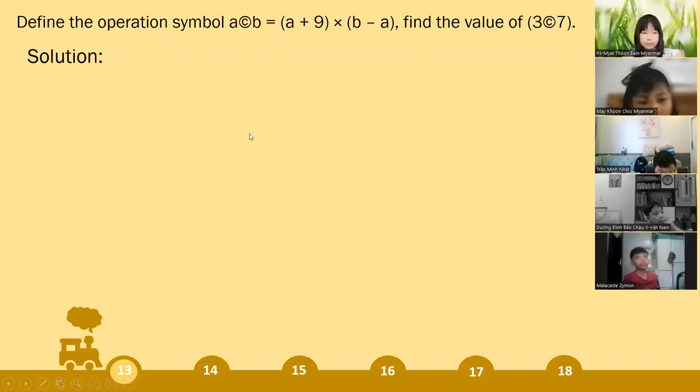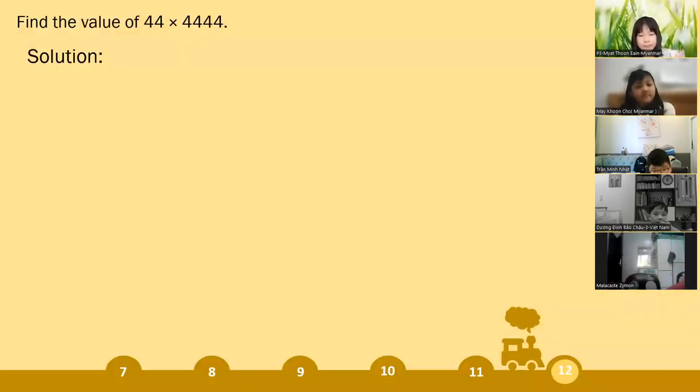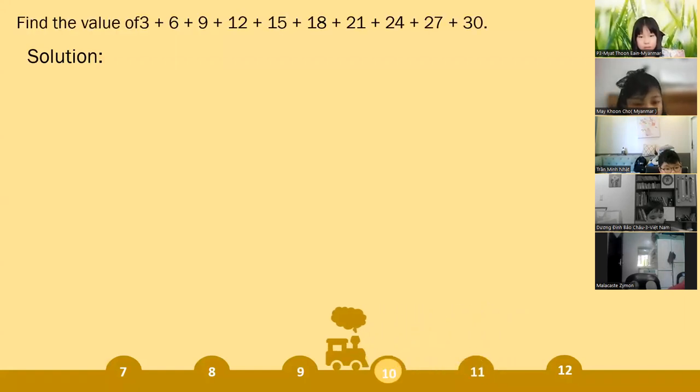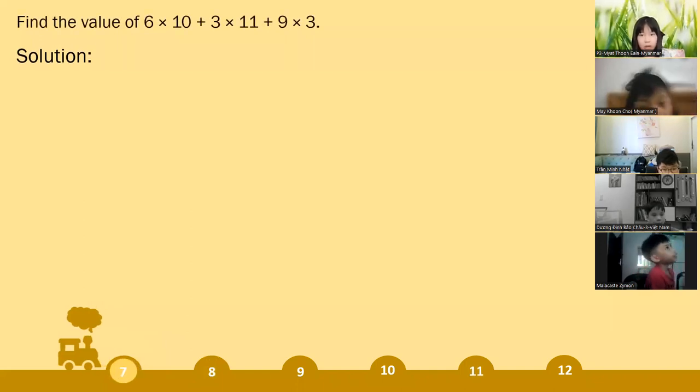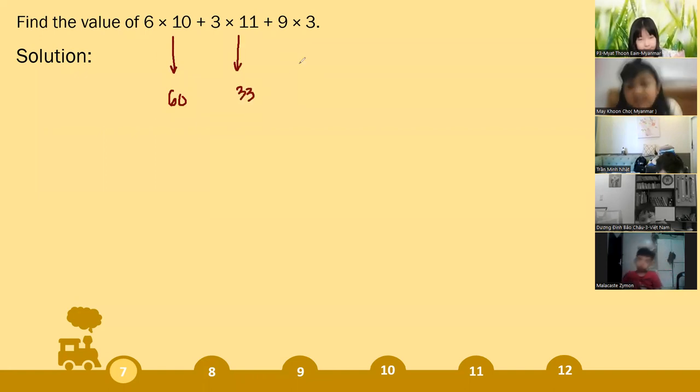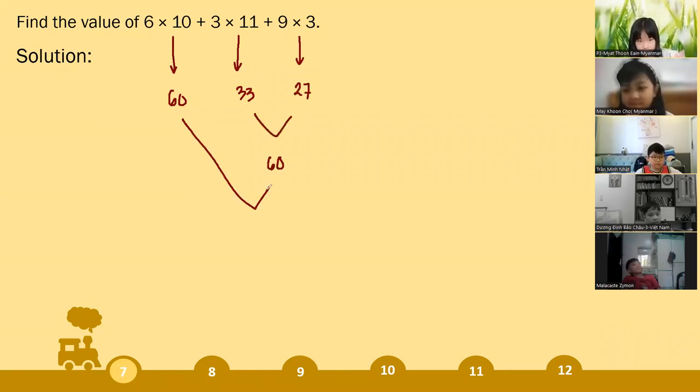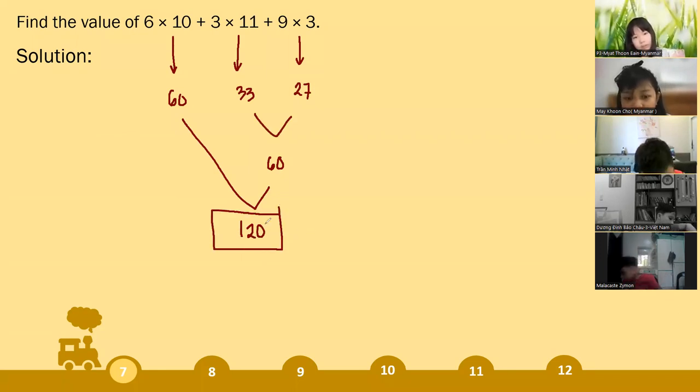I have a question. Ah, yeah, what? What's the answer for number? He says seven. Okay, let's solve together. We have 6 times 10. That is 60. This one is 33. This one is 27. 33 plus 27, that's 60. So 60 plus 60. That's 120. Okay?